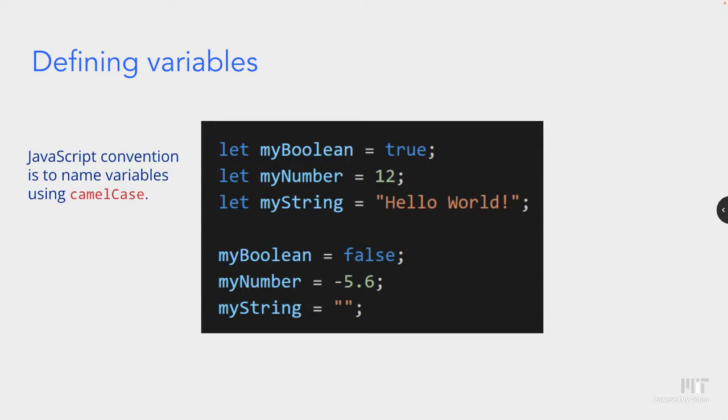And also, to name variables, it's really good to keep it consistent. We use camel case here, and that just means that the first word in your variable name is all lowercase, while the second word is capitalized, and so on, the second, third, everything else is capitalized.